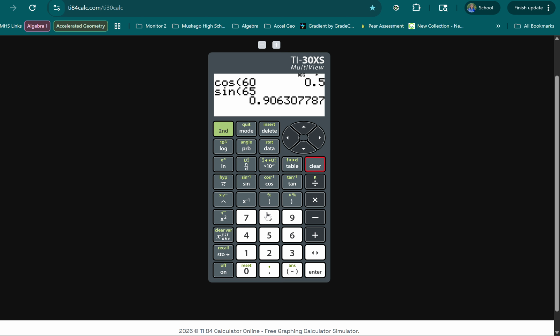Oops. 0.9781, rounding to the nearest 4th decimal place. And then tangent 87 is the last one. Tangent 87. 19.0811. Any questions on this?